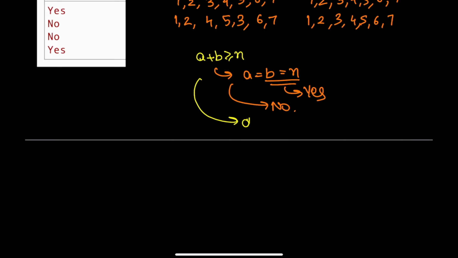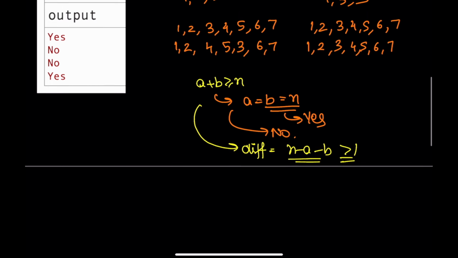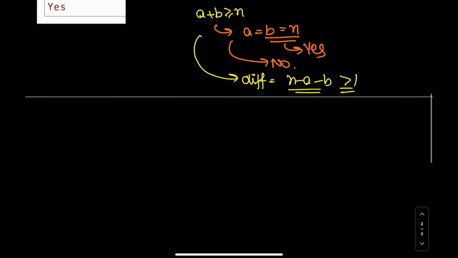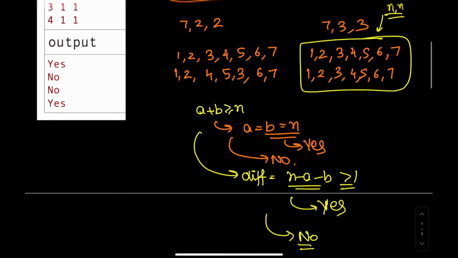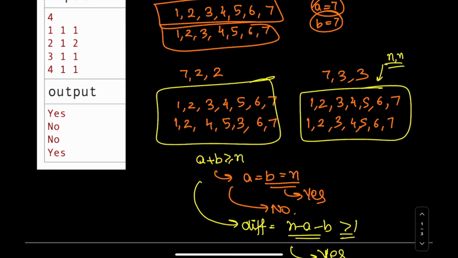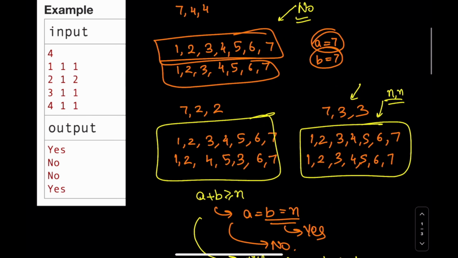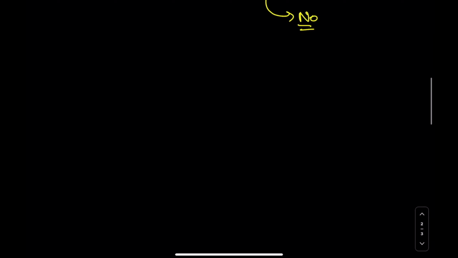Otherwise the difference, that is n minus a minus b, should be greater than 1. If it's 1, then we'll again get an array with prefixes of length n and n. So if it's greater than 1, then we'll have an answer as yes, otherwise we'll again have an answer as no. So this is the yes case, this is again a no case, and this is also a no case. So I hope you got the explanation.